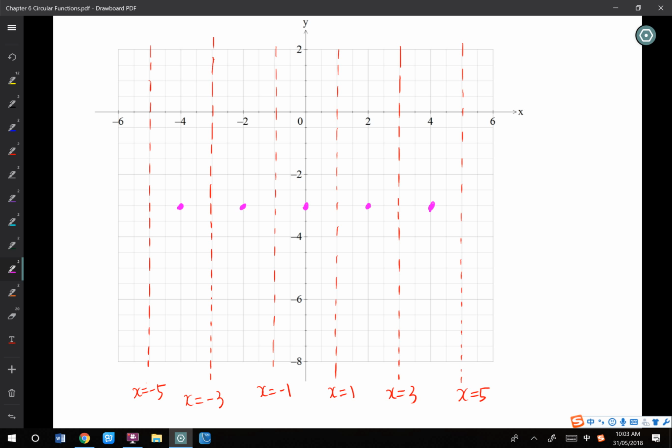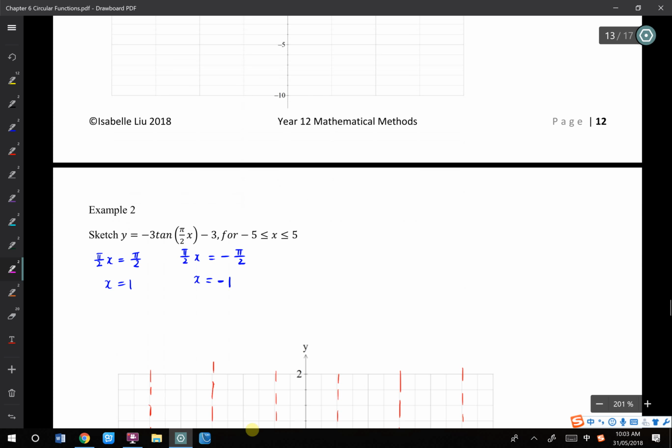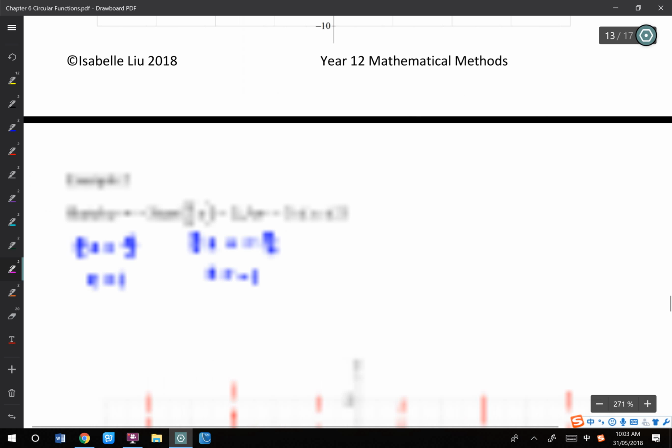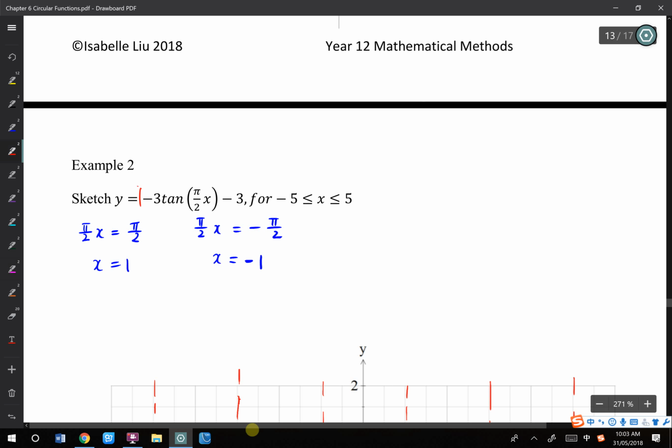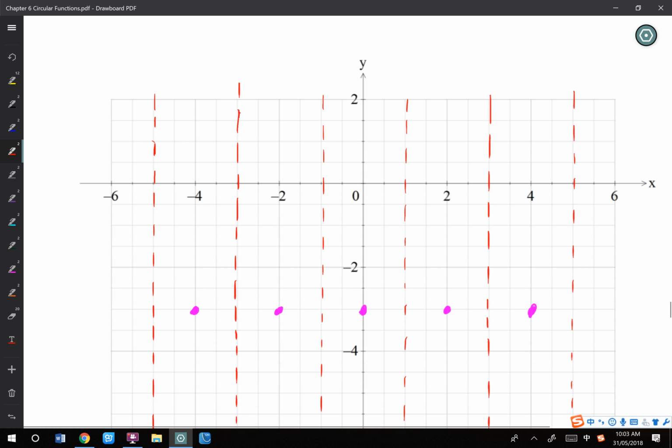And the next thing is to decide whether it's an increasing graph or a decreasing graph. Do you think it's increasing or decreasing? Decreasing, because -3 here, but positive 0.2 here. So it's a decreasing graph.